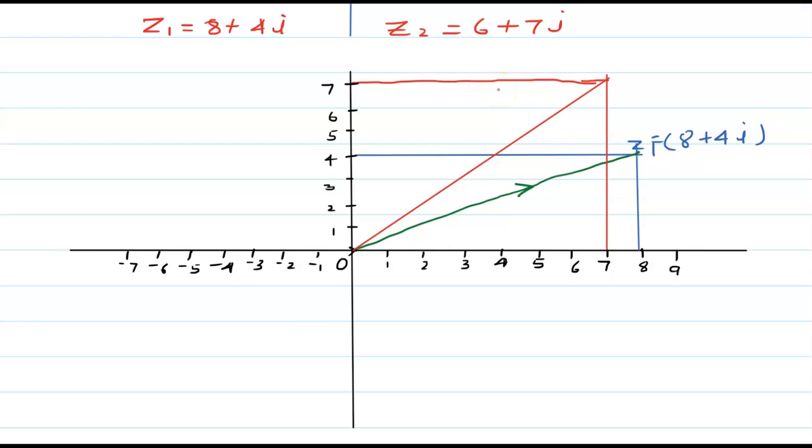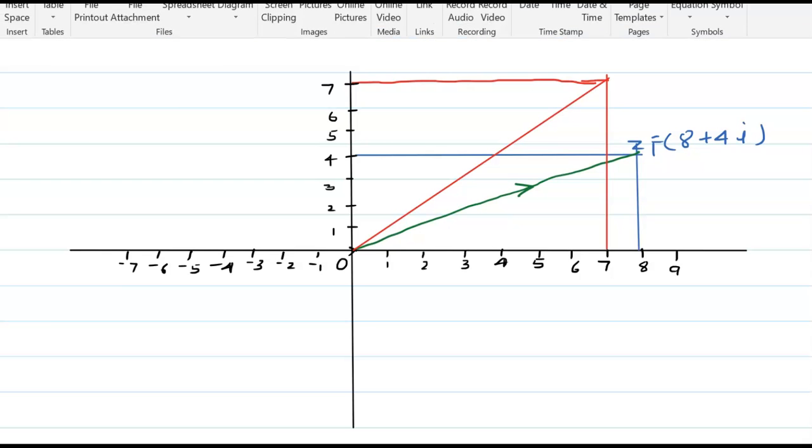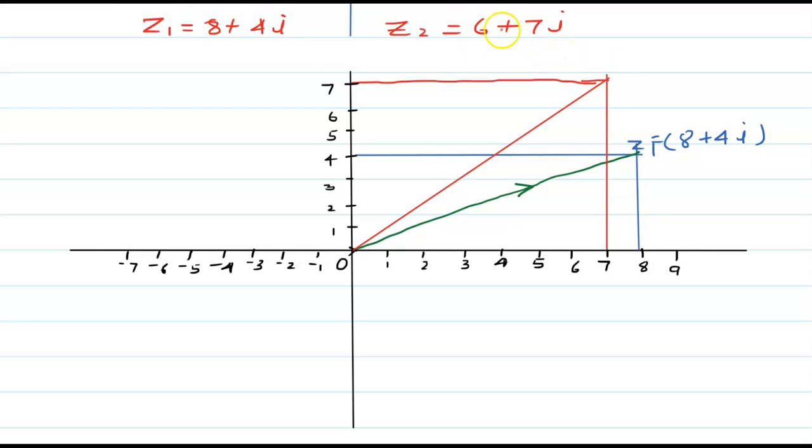So let's do z2 equal to 6 plus 7i. So basically it is 7 plus 7i. So let's change it here. It is 7 plus 7i. So we can change it. So it is 7 plus 7i. So 7 here and 7 here. 7 plus 7i, right?